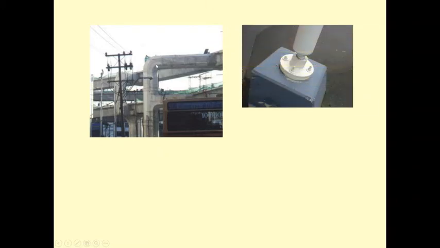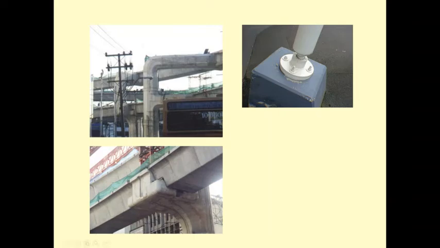This is a real picture of a fixed joint, the really strong rigid joint. It is cast into one piece. This is a picture of a pin support, and this is a picture of the roller support. This is the big girder. Why are they going to build this as a roller?